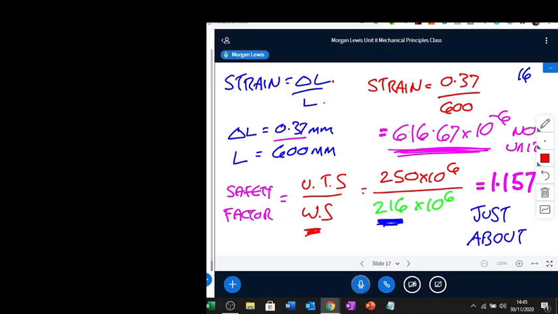Because you probably need to calculate strain. We could work out Young's modulus if you wanted to, but I just wanted to do safety factor first. You'll always have to, in these questions, you'll always do strain, stress, Young's modulus, things like that. Right. We're all still here.